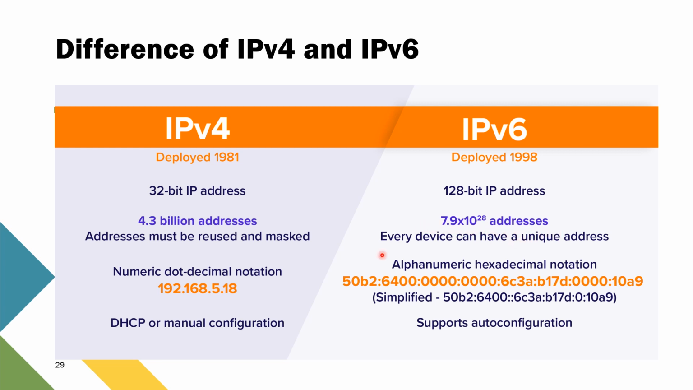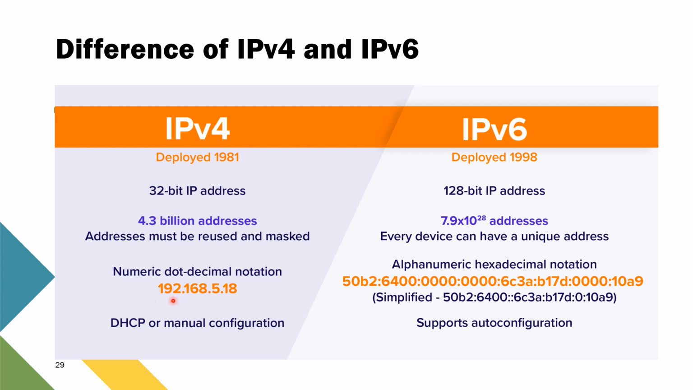As for IPv4, since 4.3 billion addresses is not enough, if we want more addresses, we have to reuse and mask the ones used previously. As for IPv6, every device will be able to have its own unique address because of the large number of addresses. For IPv4, they use numerical dot-decimal notation.